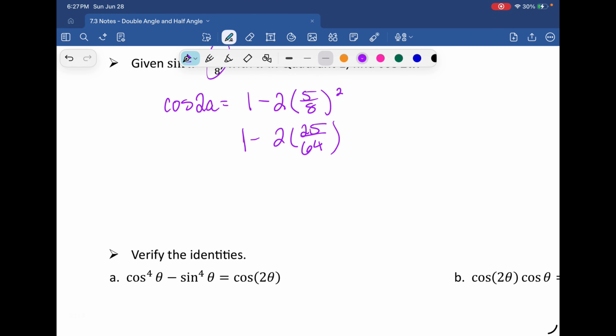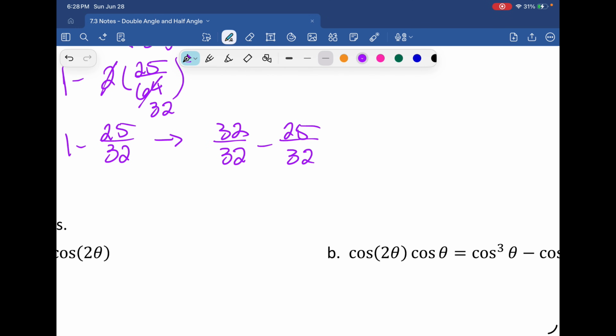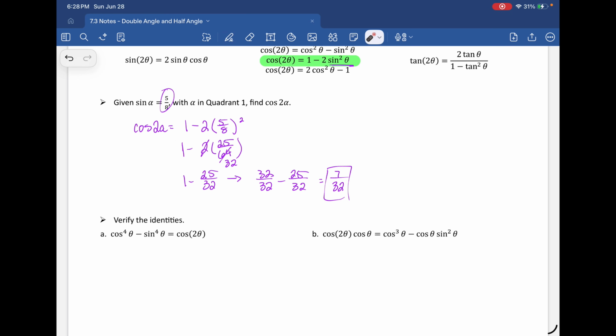You can use your calculator at this point, but I'm going to do it without right now. 2 goes into 64, 32 times. So we have 1 minus 25 over 32. We have 32 over 32, getting that common denominator. 32 minus 25 is 7 over 32. And guys, I am 100% okay if you get to this point and put it in your calculator.